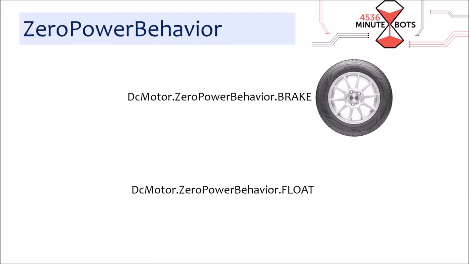Brake brakes it. It stops the car. Float allows the car to continue to coast. And braking could be very useful for autonomous mode, for example, where you want to be at a particular place. Whereas if you're driving around your robot in teleop mode, you probably want float. You don't want it to suddenly stop as soon as you take your power off.